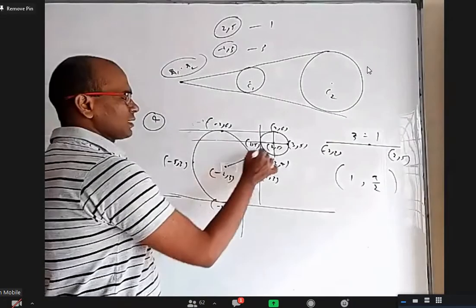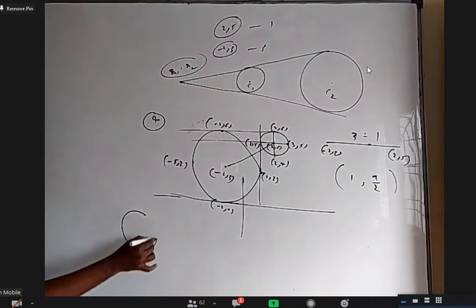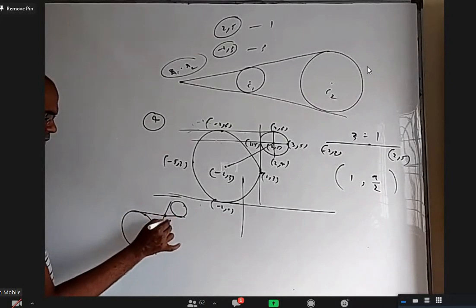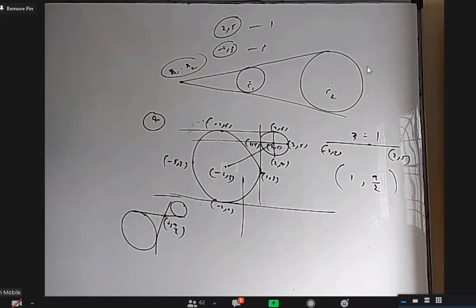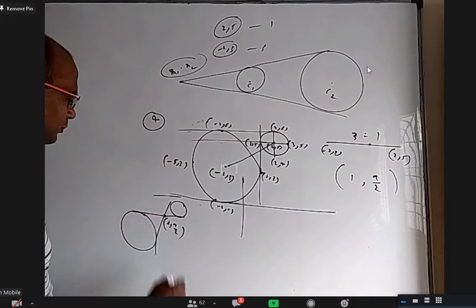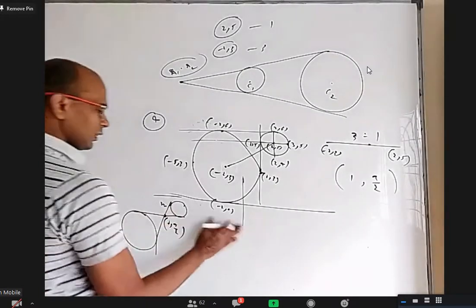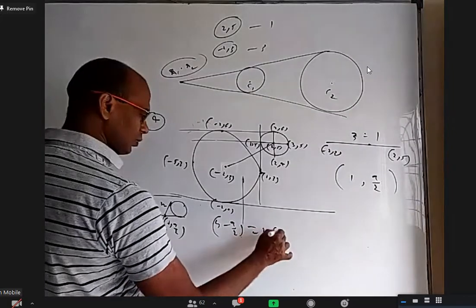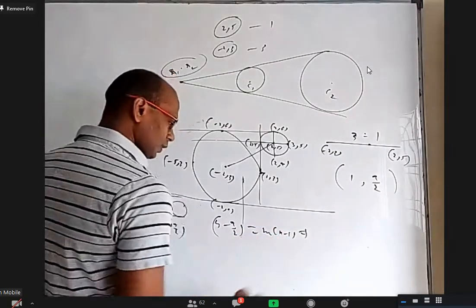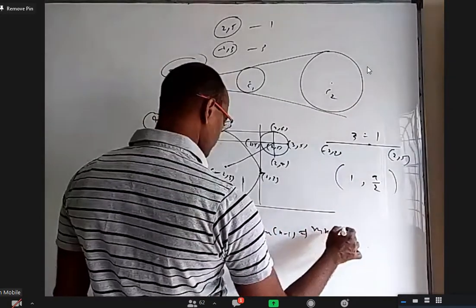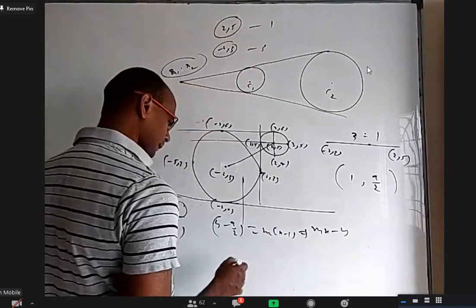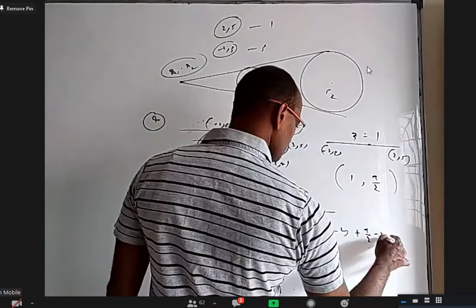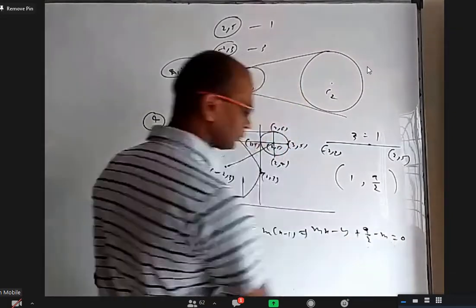So the internal center of similitude, for a figure like this, these are the transverse common tangents. This point is (1, 9/2). Now take the slope as m. What is the equation of the line? y minus 9/2 equals m into (x minus 1). That will be mx minus y plus 9/2 minus m equals 0.